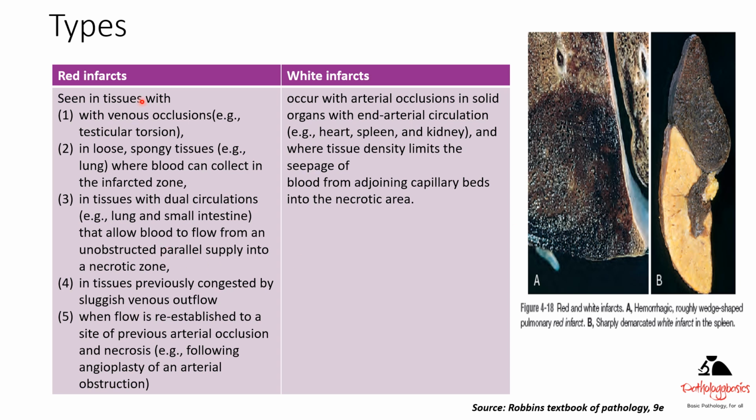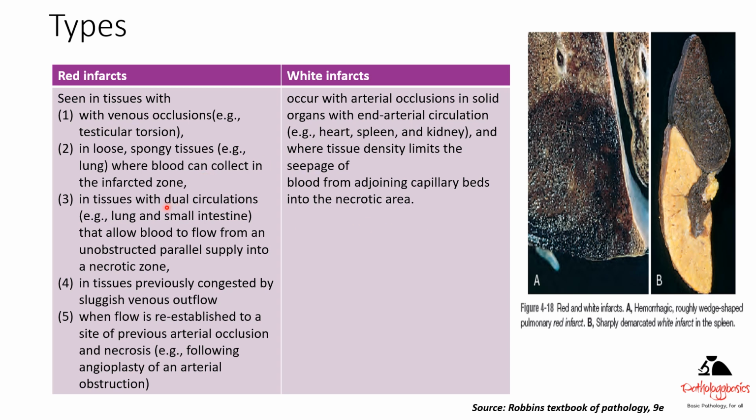What is a red infarct? A red infarct is seen in tissues with venous occlusions, alright? Because the arterial supply is still there, the RBCs are still there, the infarct develops a red color. An example is testicular torsion. In the lung, there is a red infarct. Because there is loose and spongy tissue in the lung, blood can collect in the infarcted zone, as you can see over here.